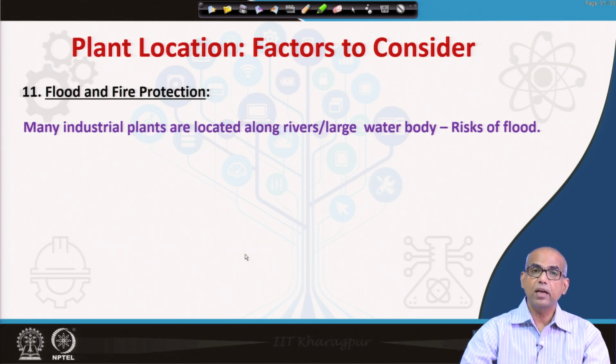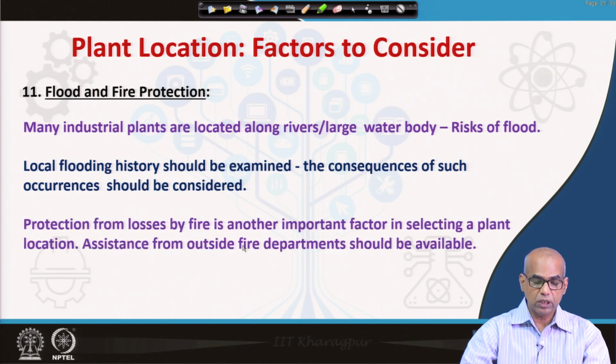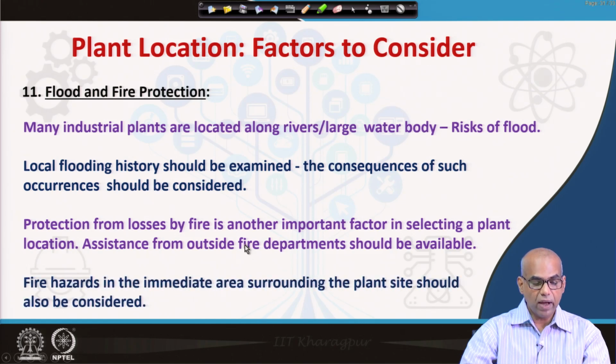Next, we consider flood and fire protection. Many industrial plants are located along rivers or large water body, so there is risk of flood. Local flooding history should be examined. The consequences of such occurrences should be considered. Protection from losses by fire is another important factor in selecting a plant location. Assistance from outside fire department should be available. Fire hazards in the immediate area surrounding the plant site should also be considered.